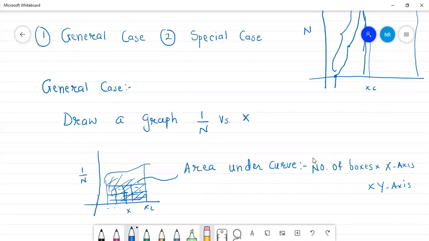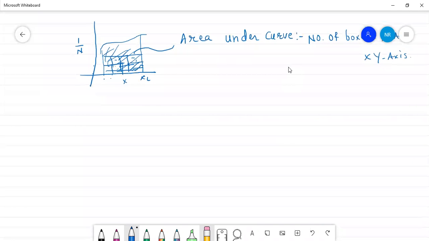We will also calculate one example, and based on that example, you will understand this concept very well. Now the second case will be the special case.